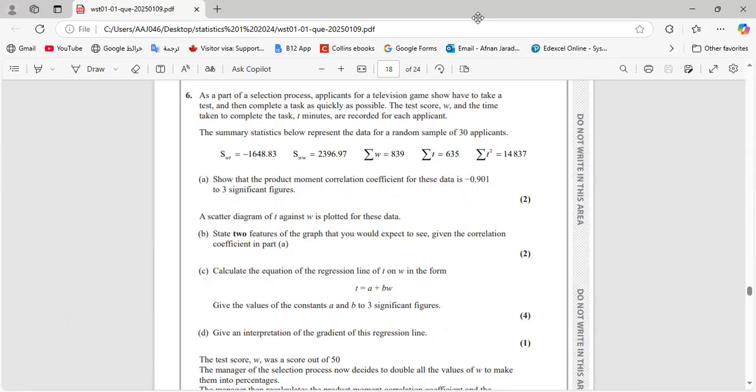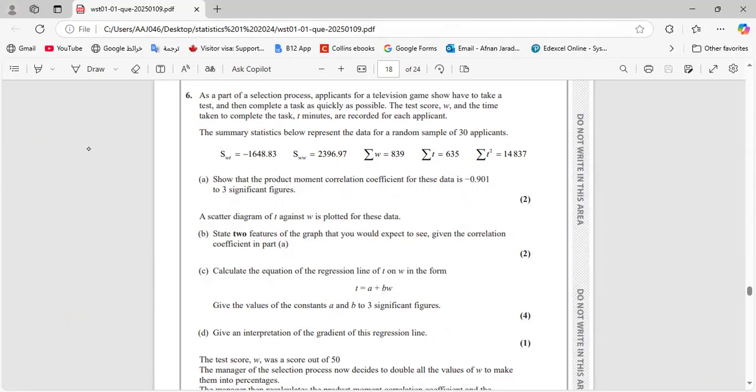W and T are recorded for each applicant. The summary statistics below represent the data of a random sample of 30 applicants, so the number of elements is 30. SWT equals negative 1648.83, SWW equals 2396.97, the sum of W equals 839, the sum of T equals 635, and the sum of T squared equals 14,837. Show that the product moment correlation coefficient for these data is negative 0.901 to 3 significant figures.